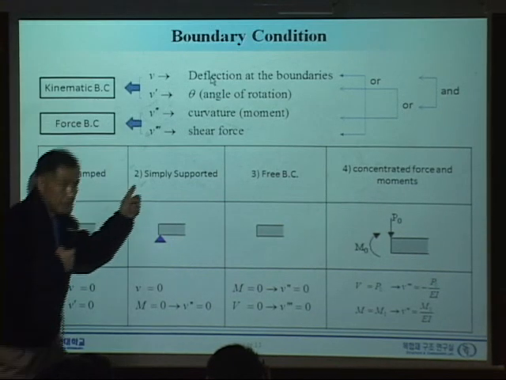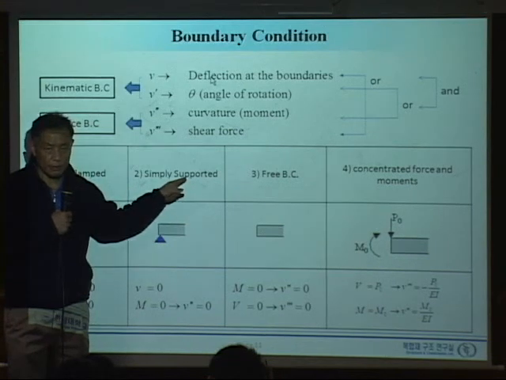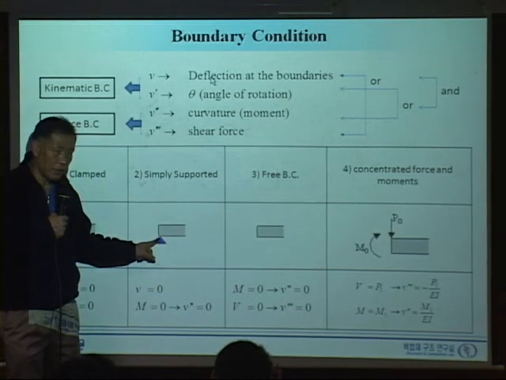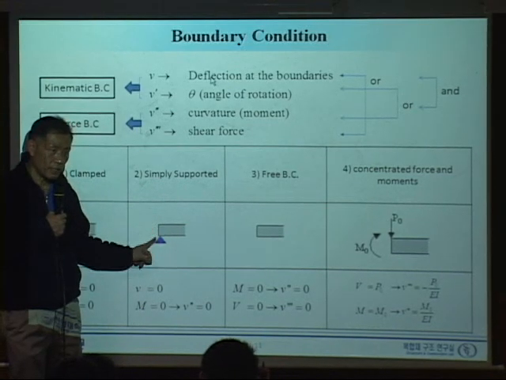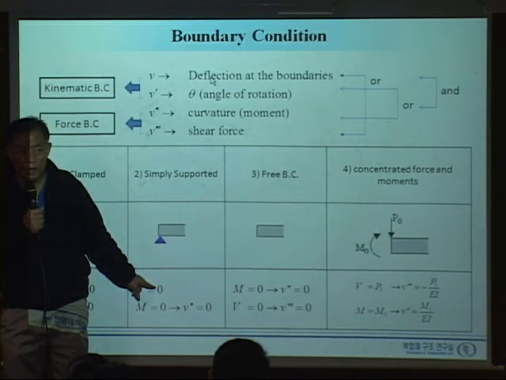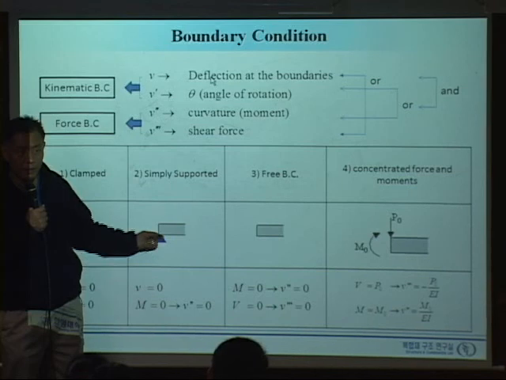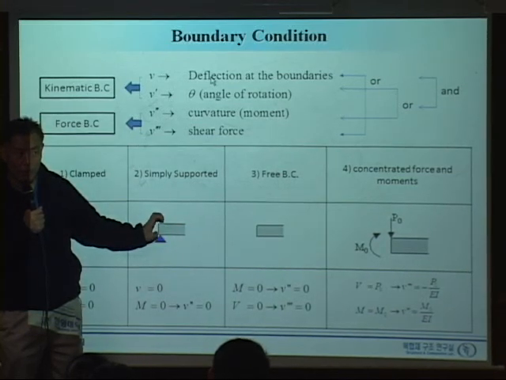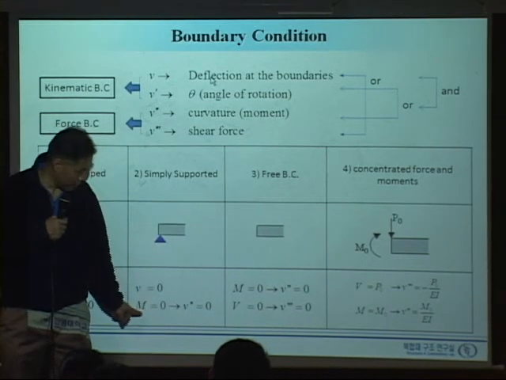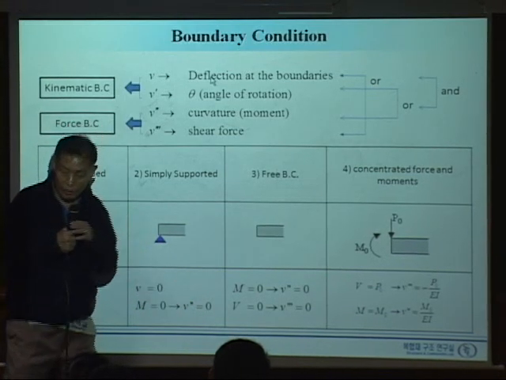Now, okay, again, this is the key part. Simple support. Simple support. What are the conditions? In a simple support, there is no deflection, right? No deflection. So V is simply 0. And what else? What other condition do we have? So moment equals 0, right? Moment equals 0. Moment is given in terms of V double prime. Am I right? Moment equals EI V double prime. Remember this equation?